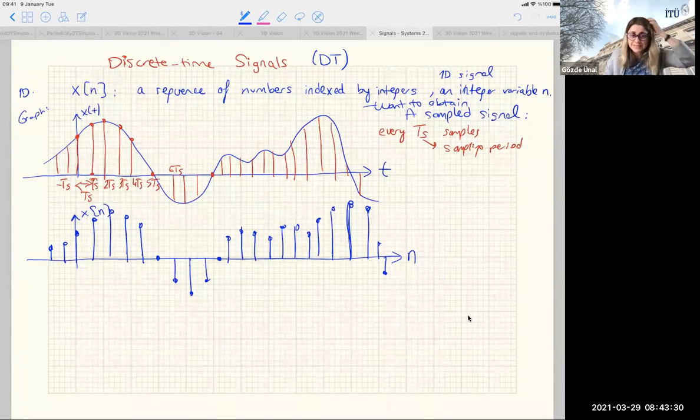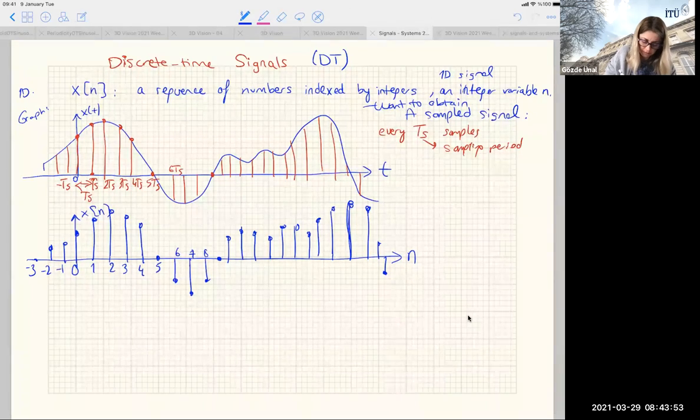Now these are the indices here. The axis was drawn here, so this was 0 here, and now 0, 1, 2, 3, 4, 5. I think you see what is going on. Let's say this was minus 3. Anyway, this x of n is a sampled signal. This is my sampled signal.